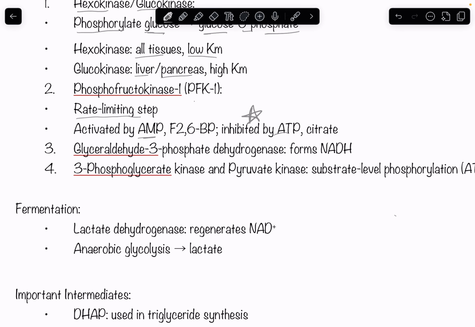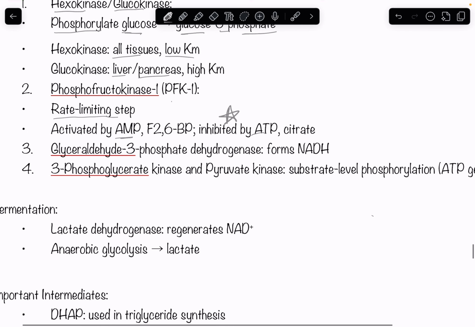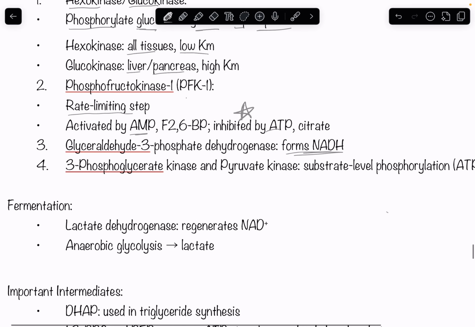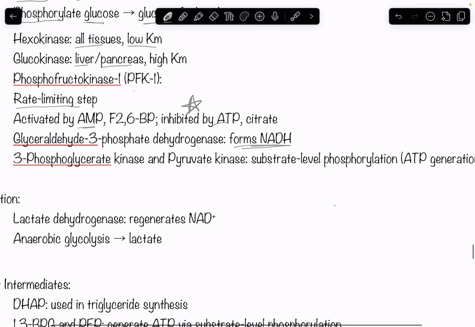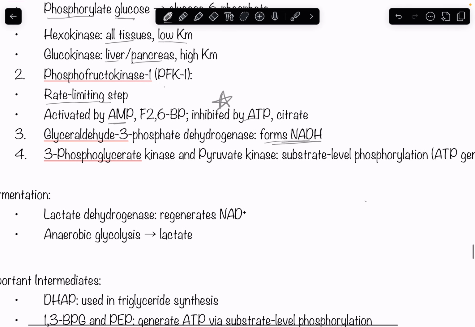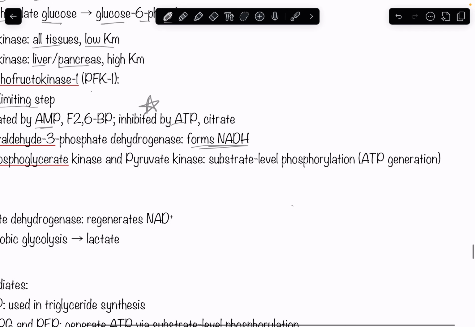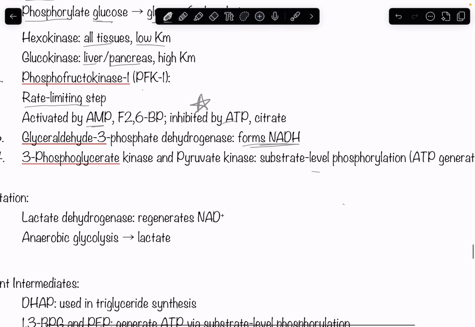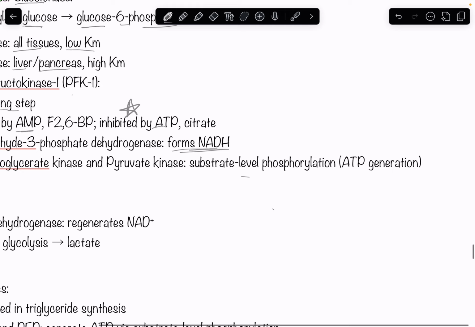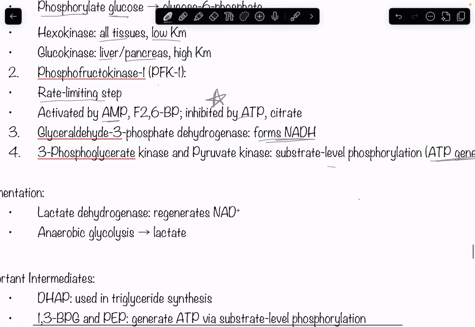So next we have glyceraldehyde 3-phosphate dehydrogenase, and this is where you form NADH, okay? Next we have PGK, and we also have pyruvate kinase, okay? Phosphoglycerate kinase and pyruvate kinase. You may just see this as PGK and then PK if you're on an exam. So this is substrate level phosphorylation, meaning this is where we generate our ATP.